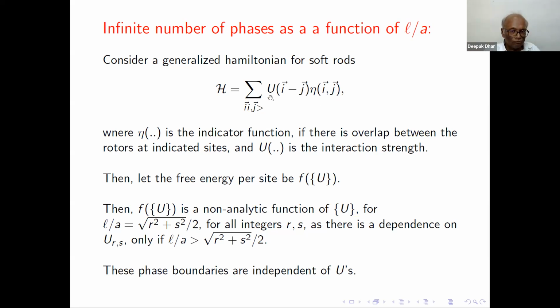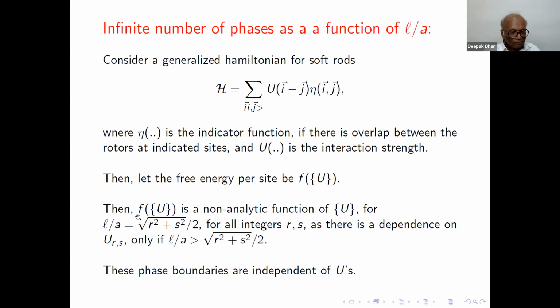If you say all the u's are infinite, then you get the hard rod model. But if the u's are not all infinite, or they are bigger in some places and smaller in others, you can make different strengths of u's for different distances, then this is the more general model. And then the free energy is a function of all the u's. Free energy per site is a function of all the u's. And now we would like to argue that this f of u is a non-analytic function of this multi-parameter u.